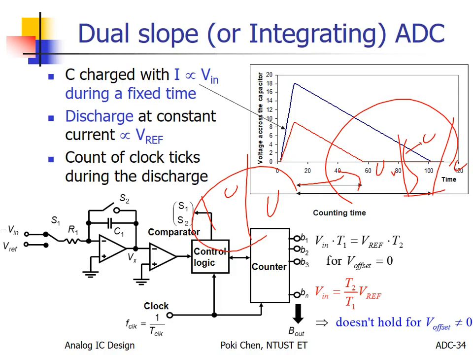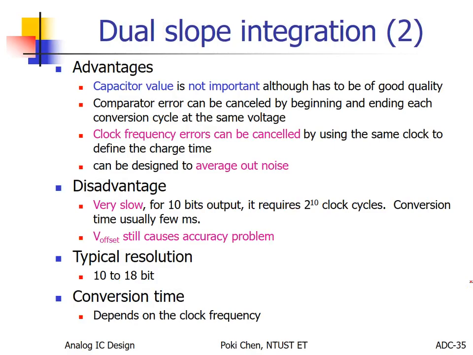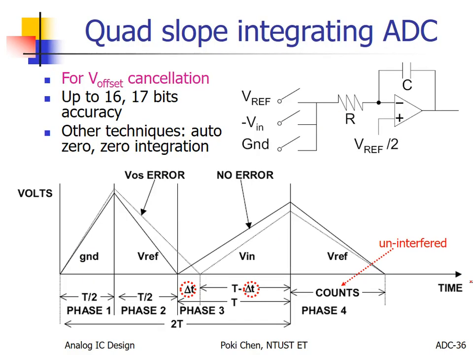Anyway, two major issues: clock, but it can be solved with a crystal. So we still need to face the offset voltage of the op-amp and all the comparators, which still has some kind of impact on your output, especially for high accuracy ADCs. So how to solve the problem of V offset? Allow me to show you this: quad slope. Quad means four.